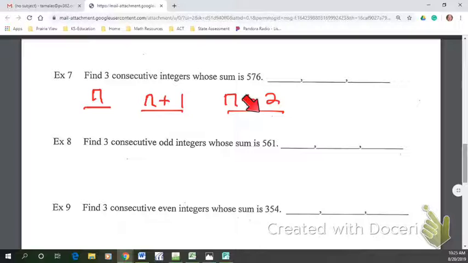All right, now I want to sum them up. So that means I want to add those together. And what is the sum of those 3 supposed to be? 576.